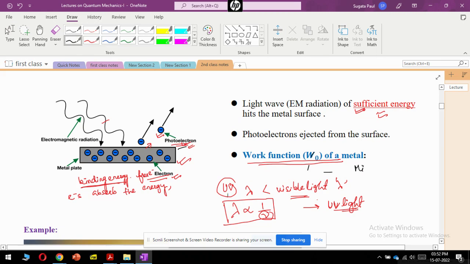The work function of a metal is the minimum energy. Work function is the minimum energy that is required for an electron to come out of a metallic surface.